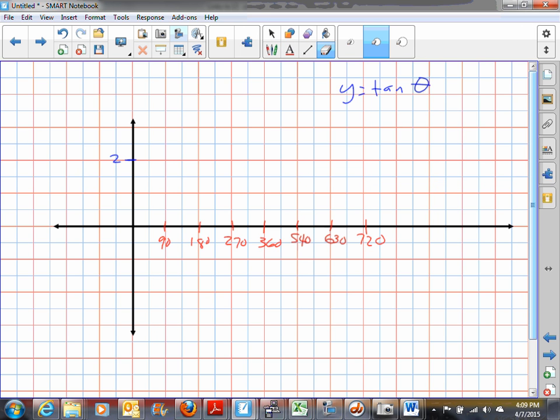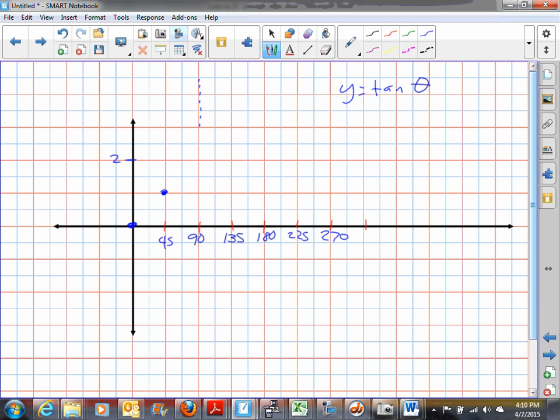Now, let's renumber these things a little bit here. The tangent of theta has a period of 180 instead of 360, so it makes sense to do 45, 90, 135, 180, 225, 270, and so on like that. Now, the tangent of 0 is 0. The tangent of 45 degrees is 1, and the tangent of 90 degrees is undefined.